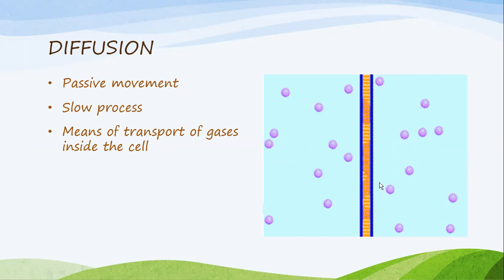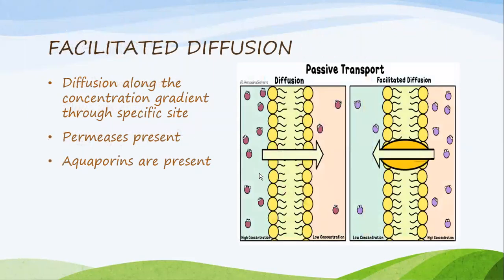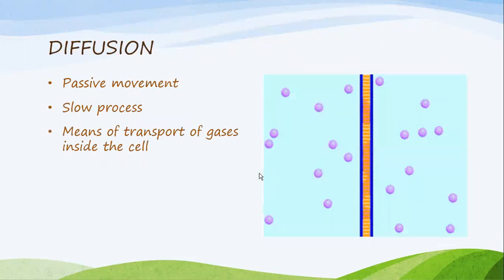Okay, it's a slow process, a passive movement, and it transports gases and liquids inside the cell. Because if I talk about solids, solids also get transferred, but it takes a lot of time. Okay, there is no need of expenditure of energy, and this movement is along the concentration gradient. So if it is along the concentration gradient, there is no need of energy.